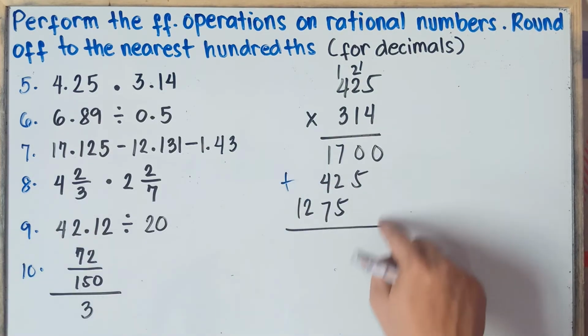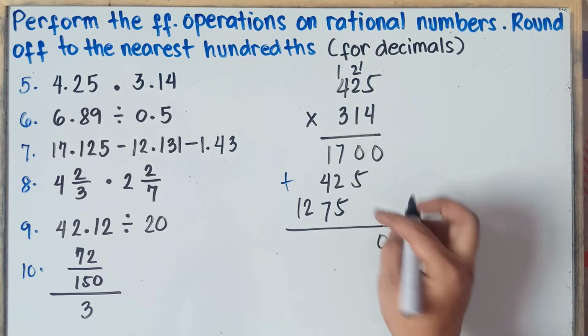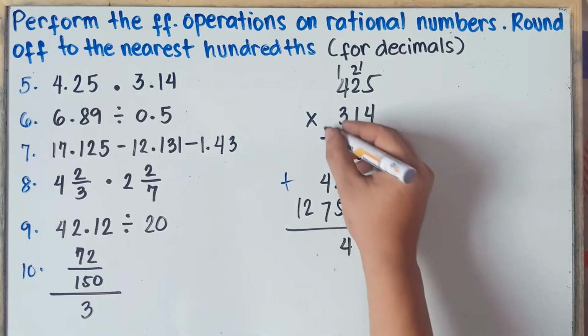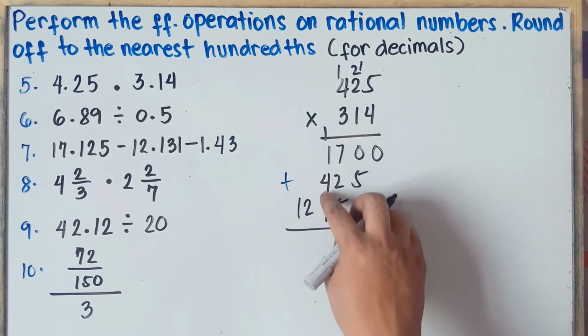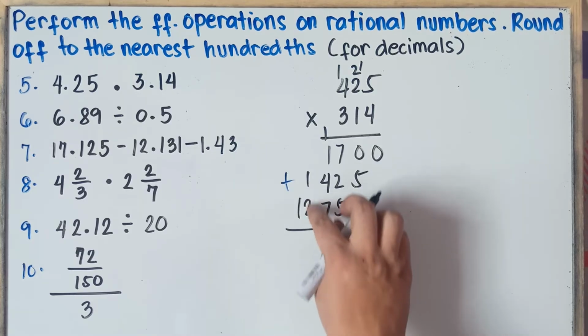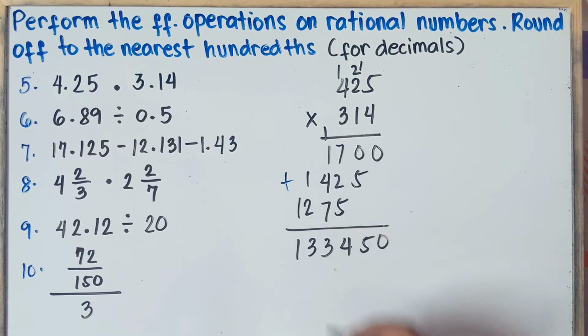So add: 1, bring down 0. 0 plus 5 is 5, 7 plus 2 is 9, plus 5 is 14, carry 1. 1 plus 1 is 2, plus 4 is 6, plus 7 is 13, carry 1. 1 plus 2 is 3, and then copy 1.